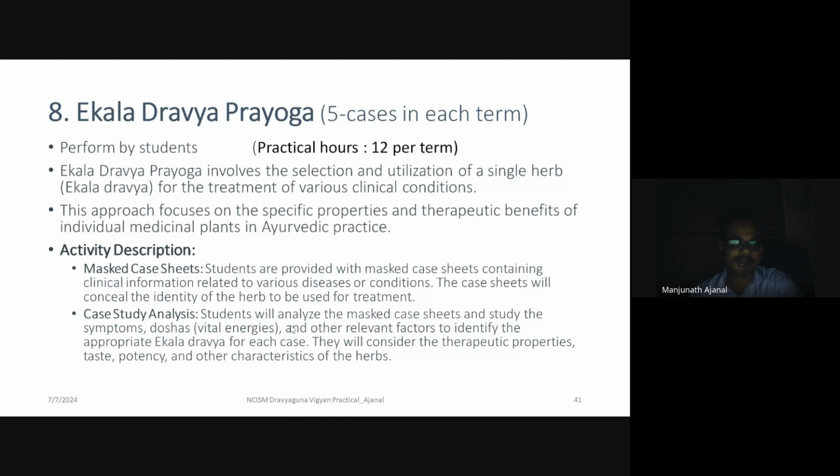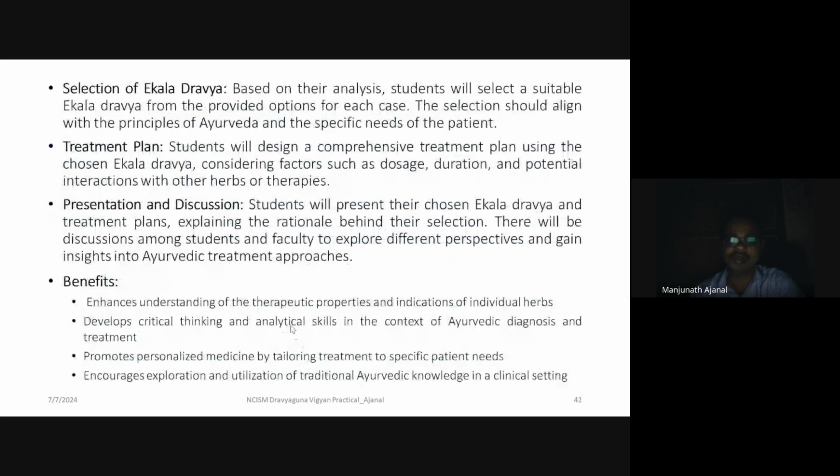And in the case study analysis, the student will analyze the masked case sheet and study the symptoms of the dosha and other factors, and identify the appropriate ekala dravya which is apt for that particular case. They will consider the therapeutic properties, and also assess which rasa is best, which guna, etc., and plan accordingly. For the selection of ekala dravya based on their analysis, the student will select the suitable ekala dravya from the provided options for each case. The selection should align with the principles of Ayurveda and the specific needs of the patient.